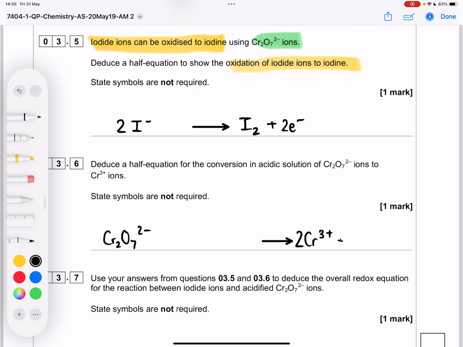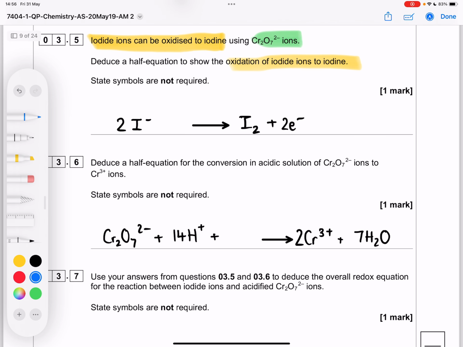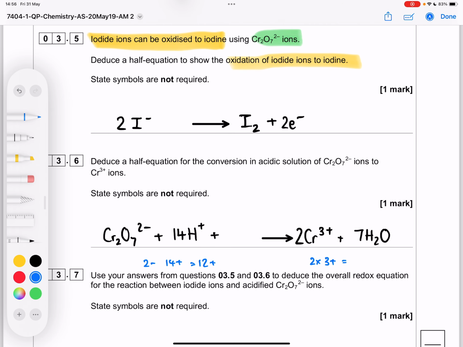Now we're going to add water to balance the oxygens. So we'll need 7 waters. Then we're going to go back and we're going to add acid, hydrogen ions, to balance the hydrogens in the water. And then we're going to balance the charge by adding electrons. Now on the left hand side at the moment we can see that we've got 2 minus and 14 pluses, that equals 12 pluses on this side. And here we've got 2 times 3 plus, that equals 6 plus on this side. So to get from 12 to 6, I'm going to need to have 6 electrons.